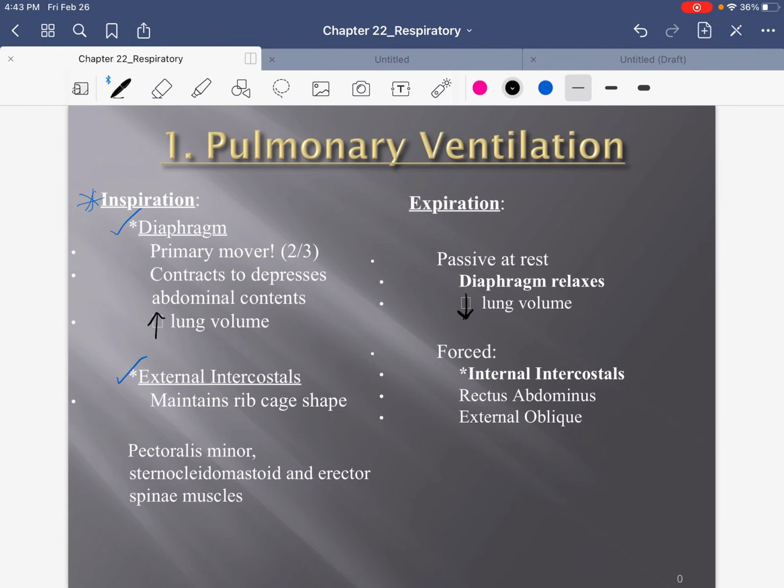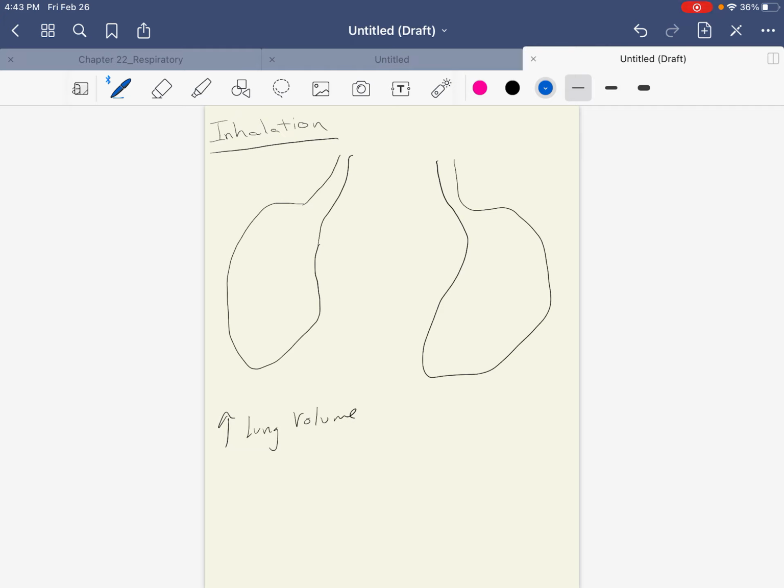Have a look. Our diaphragm is responsible for about 2/3 of the increase in lung volume. So our diaphragm really has the most to do with it, but we still rely also on our external intercostals. So we will contract our external intercostals to pull the rib cage up, and we will contract the diaphragm to push this down. And what that does is it increases our lung volume.